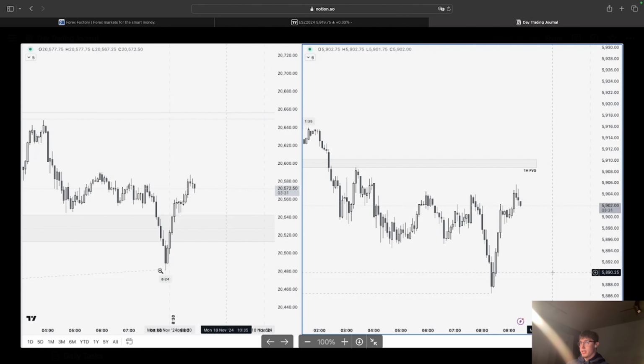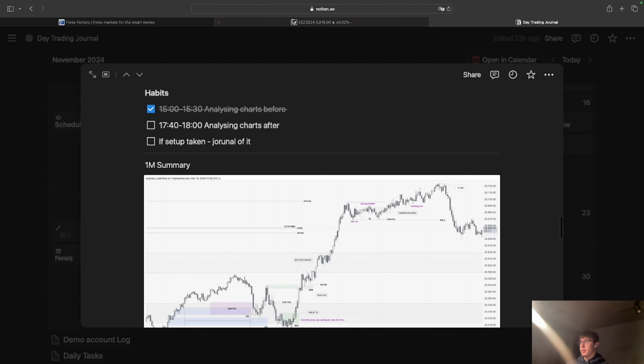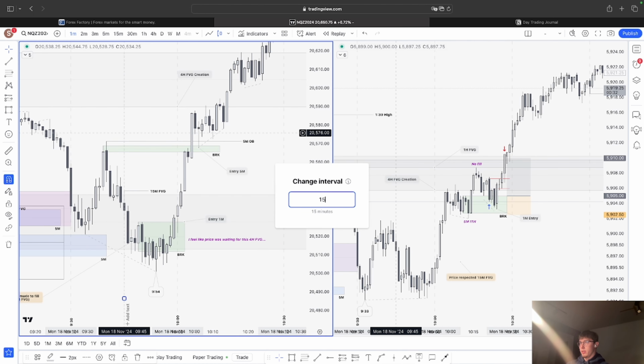5 minutes, the same thing. The low was put at 8:24 because my bias is bullish, and 8:30 didn't manipulate, it just went higher. I was looking for 9:30 to manipulate. And yeah, let's dive into the charts to see what actually happened. 15 minutes.